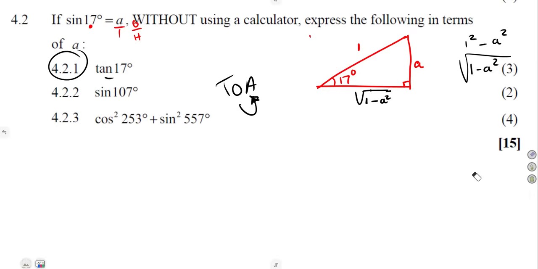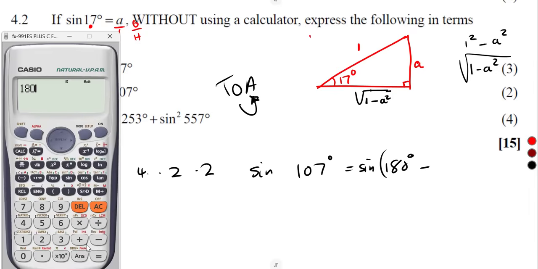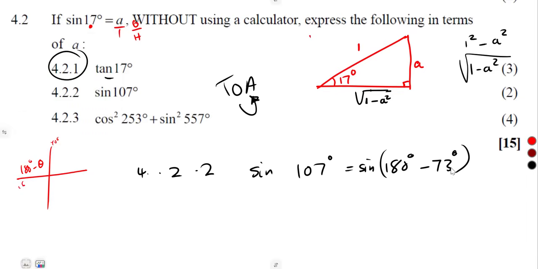All right, moving on to 4.22. That's the sine of 107 degrees. All right, we can reduce this one, guys. Remember, 107 lies between 90 and 180. This is the quadrant of 180 degrees minus theta. So we can write it as the sine of 180 degrees minus the acute angle. Which acute angle? To get 107, let's subtract that from 180. So that's 73 degrees.